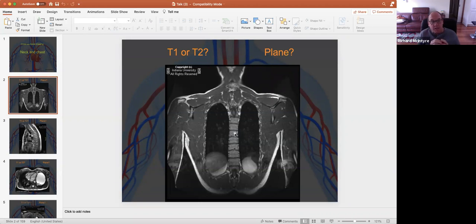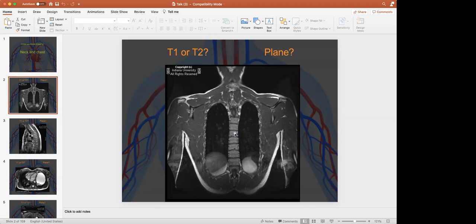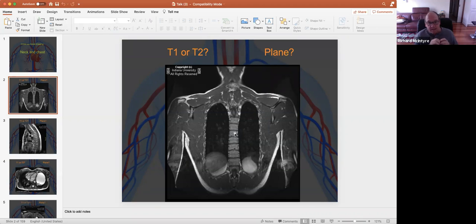Now, can someone tell me whether it's T1 or T2? Is it T1? Yes, it is T1. Well done. Excellent. Okay, so it's a coronal and it's T1, and we know that because the fluid's dark. All right.